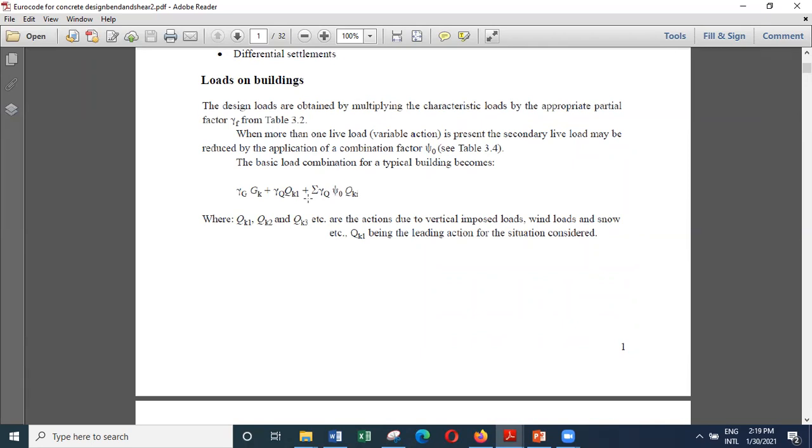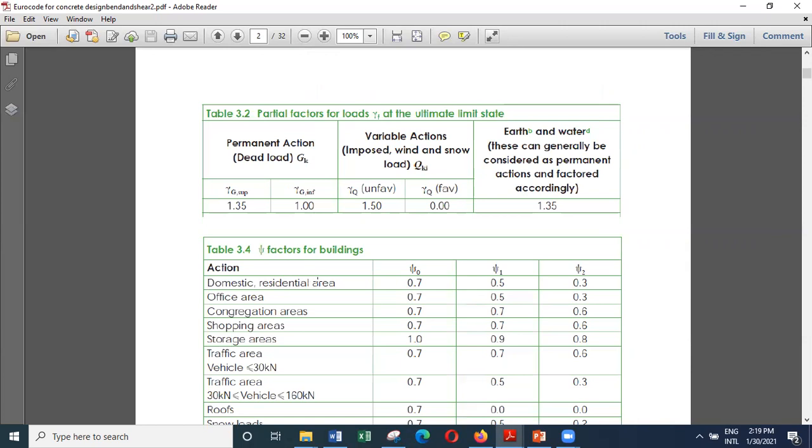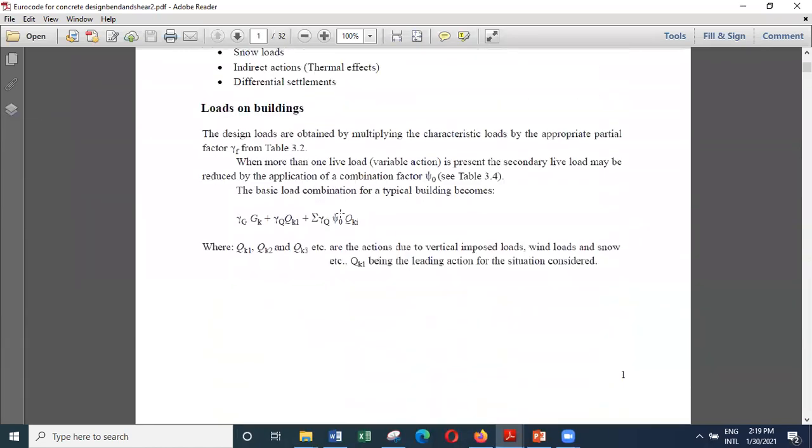On the other hand, you can consider the primary action is wind, the secondary action is vertical load. So if this is the primary action, here you get 1.35 GK plus 1.5 times WK plus 1.5 multiplied by phi naught for vertical loads like domestic and residential area, the variable actions. This value is 0.7. So here you get 0.7 multiplied by QK. So 1.5 into 0.7 will be 1.05.